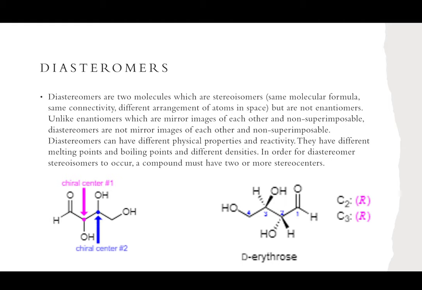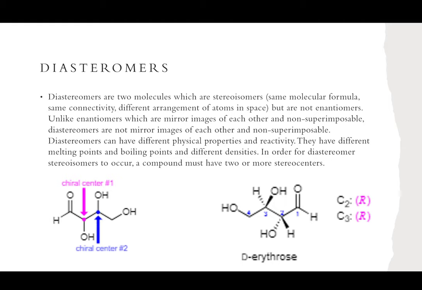Unlike enantiomers, which are mirror images of each other and non-superimposable, diastereomers are not mirror images. So they are non-mirror images and non-superimposable. So they can't be superimposed. They are not mirror images, right? So the only difference really between them is that enantiomers are mirror images, diastereomers are not mirror images, right? Let me just boil it down to that.